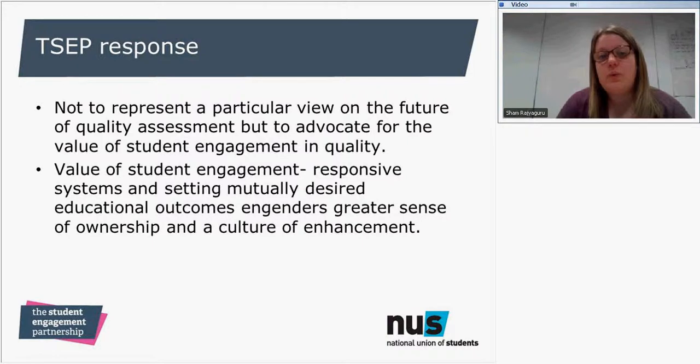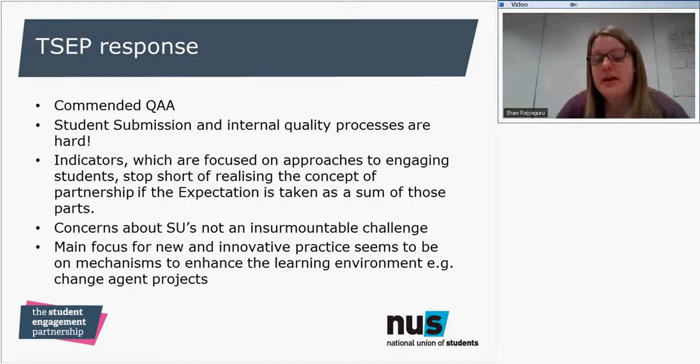So we said that the value of student engagement is really twofold. One, it creates really responsive systems that can address issues of concern easily, but the setting of mutually desired outcomes can also engender a real sense of ownership in students, which in and of itself drives a culture of enhancement within institutions.